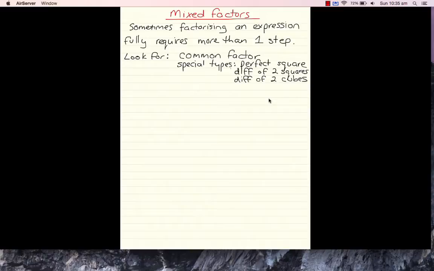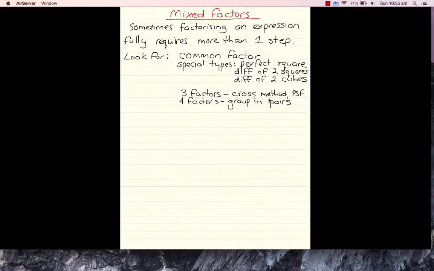Then if it's not got any common factors, or you've already taken them out and it's not one of our special types, then we need to look at it and say, first, is it 3 factors or is it 4 factors? If it's 3 factors, then you've got your choice of using the cross method or your product, sum and factor method, whichever one you prefer. If it has 4 factors, we're going to group in pairs.